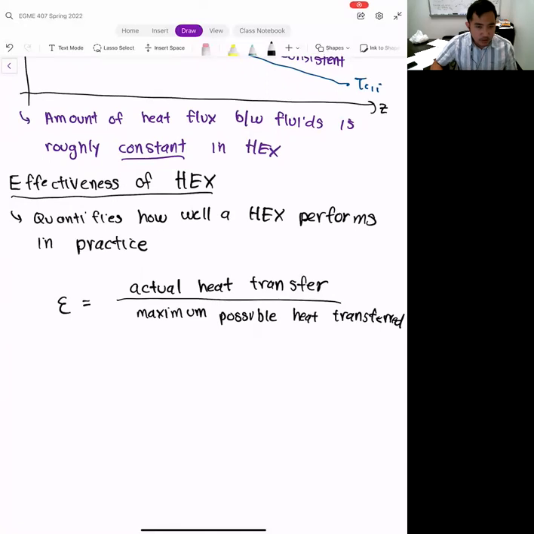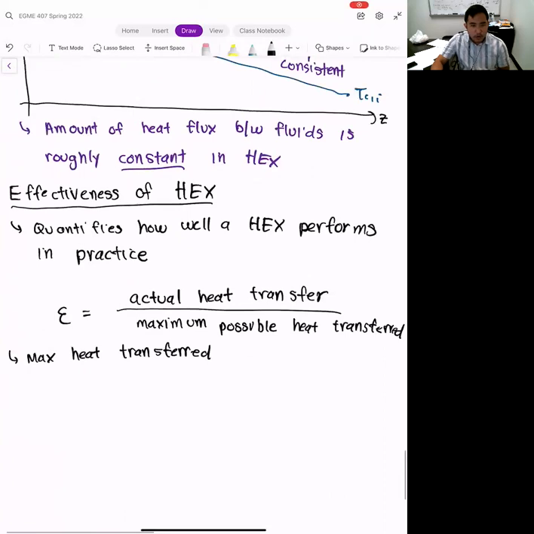There are ways that we compute epsilon, and we have an expression for parallel flow and counterflow. But I want to talk a bit more about what this conceptually means. In particular, I want to talk about the denominator. When I talk about the maximum amount of heat transfer that occurs in a heat exchanger, what I mean is the max amount of heat transfer that occurs for these two fluids.